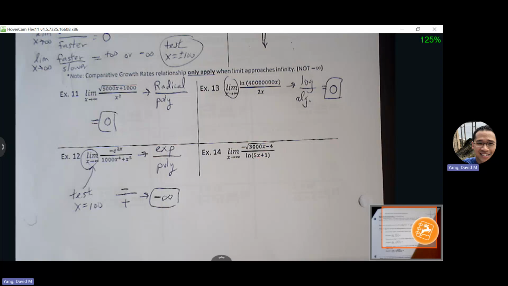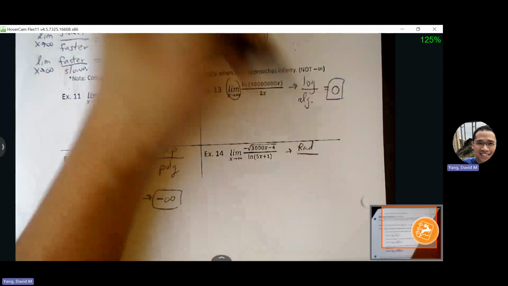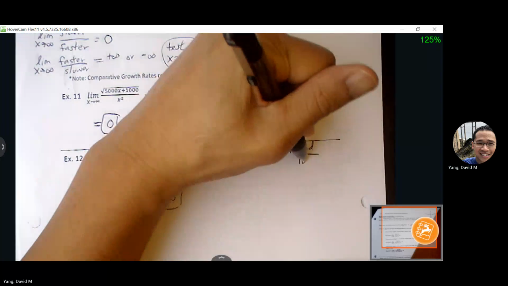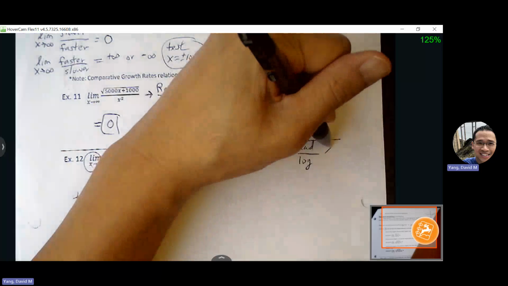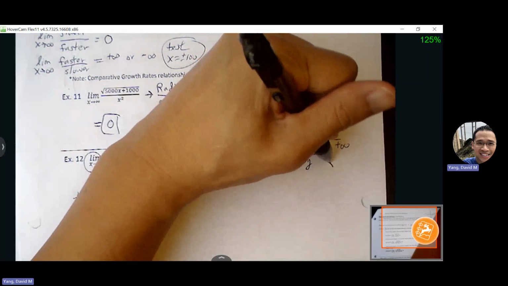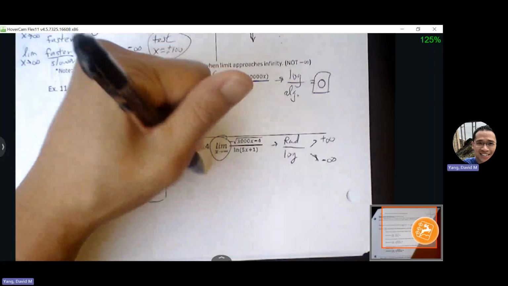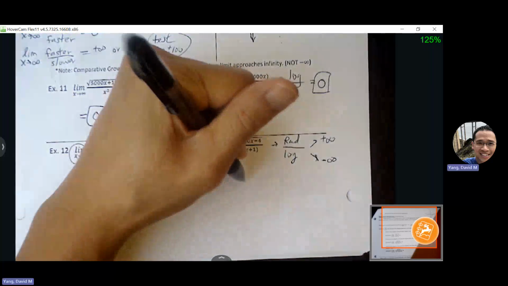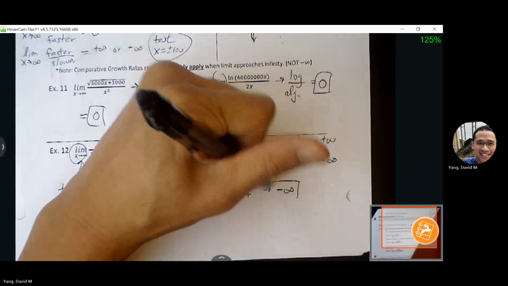Right. Example 14. Numerator is radical. Denominator is logs, which is growing faster, radical. So it's either plus or minus infinity. What number can we test? 100. Numerator, we get negative. Denominator, we get positive. So negative infinity.